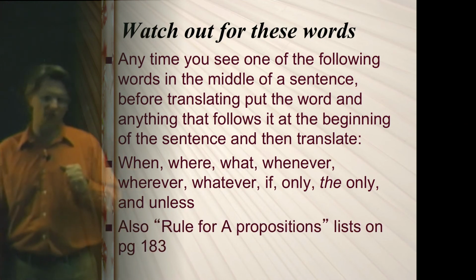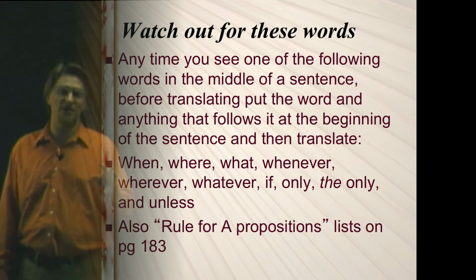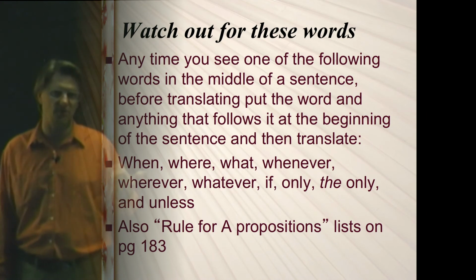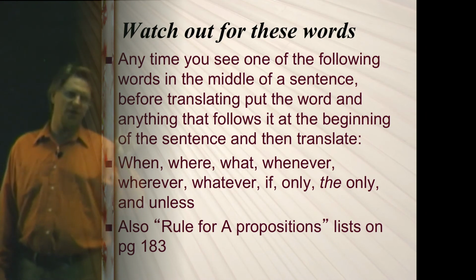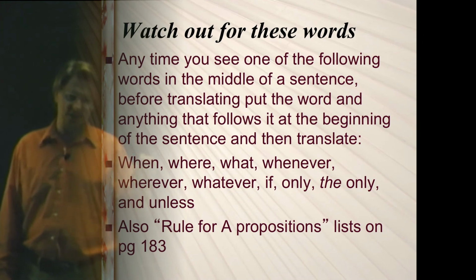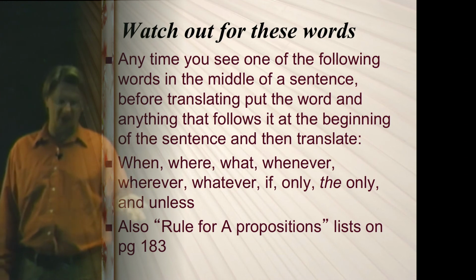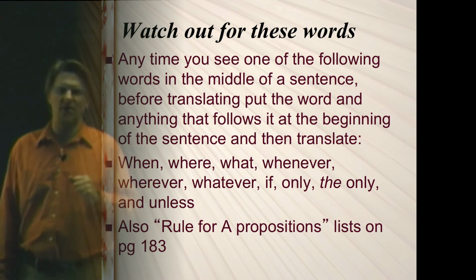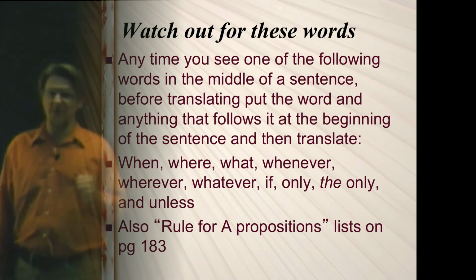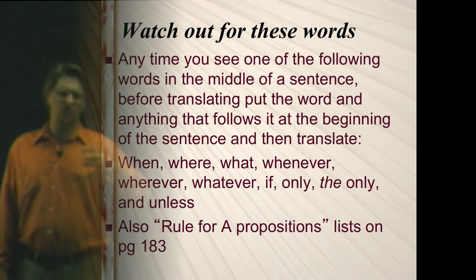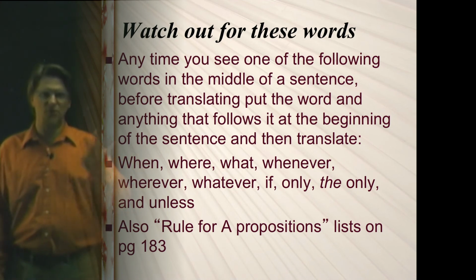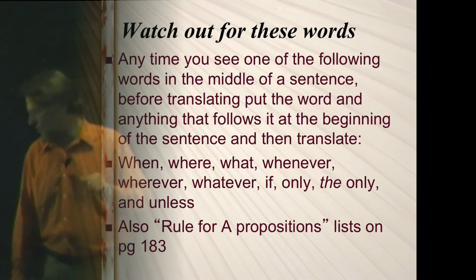And I will just note here for you that here in 3.6, it might be on page 183 in your edition of the book, but at any rate, it will be there in this translation hints box at the end of 3.6, it says rule for A propositions. It also lists these words there as well. So you can find them there as well, but just copy them down here if you like from this slide. And so just to illustrate here, let me push this slide out of the way just to give you a quick example.